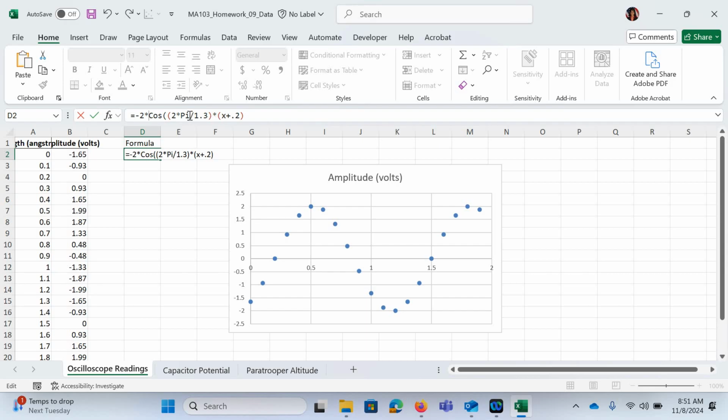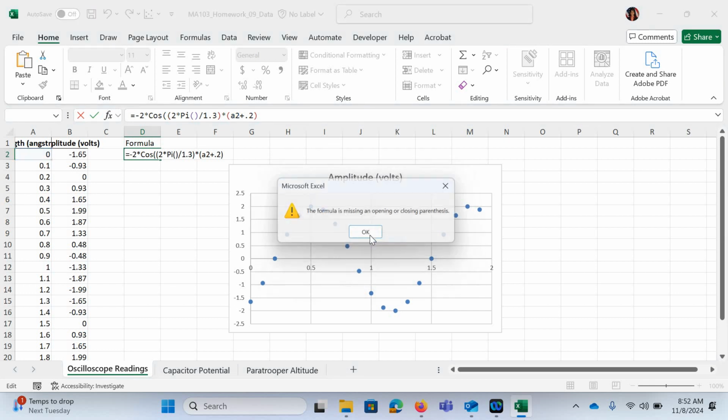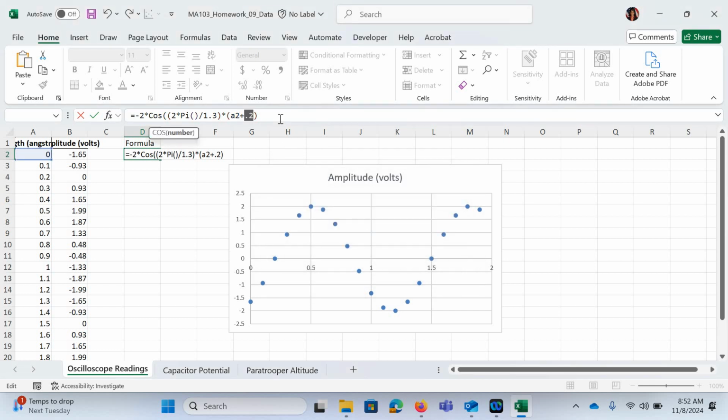How do you put pi in there? You just put open brackets next to the pi so Excel recognizes it. It'll do pi for you. Otherwise, you can put 3.14 as their estimate. And then instead of x, you replace the x with a2. What's it doing? It didn't like something. Oh, I didn't close my parentheses.